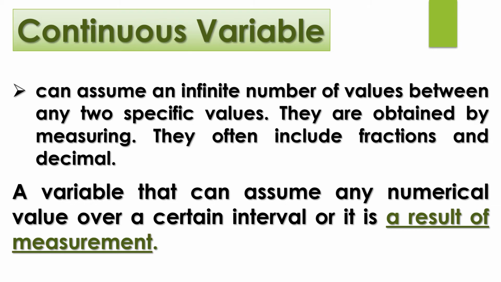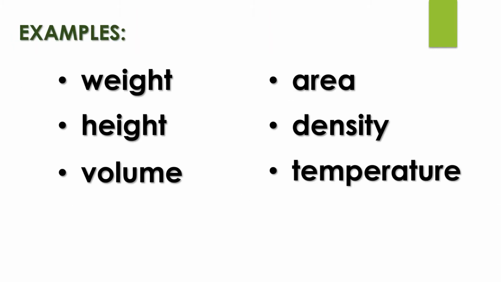Okay, so kung sa discrete nabibilang, sa continuous nasusukat. Okay, nakita yung pagkakaiba nun. Okay, so discrete, countable; continuous, measurable. Examples, so we have weight, height, volume, area, density, and temperature.